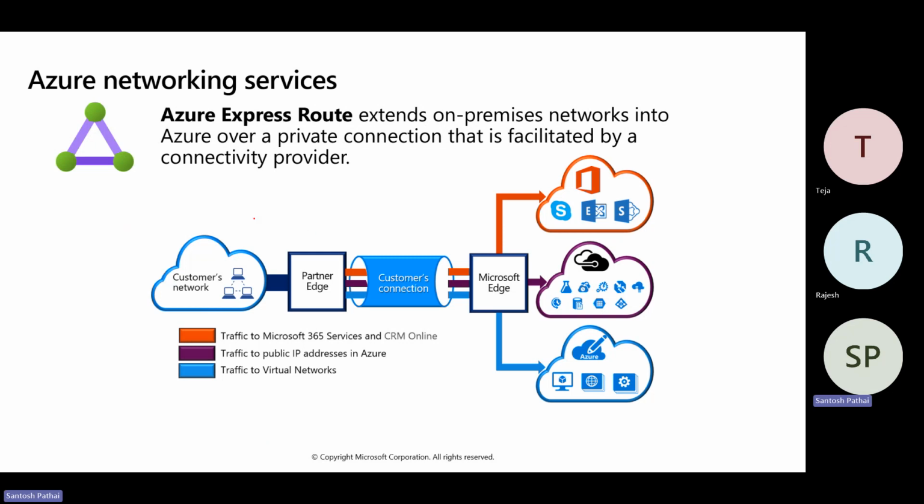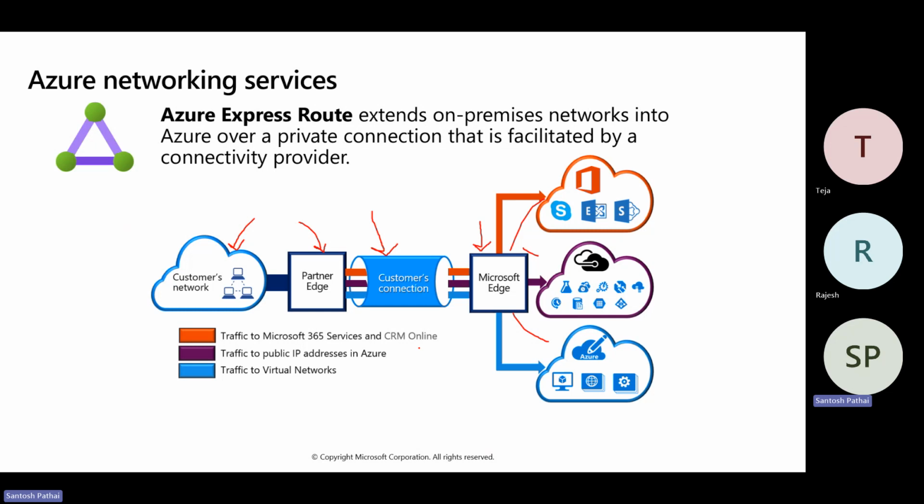So here you have your own network. You have a partner edge location by a third-party service provider. You will have your own connection on the Microsoft Edge locations, and using those, you can connect to your cloud services which are provided by Microsoft. You can see we have three layers of it. First is traffic to Microsoft 365 services and CRM Online. Second, the purple line, is traffic to public IP addresses in Azure. Third is traffic to virtual networks.